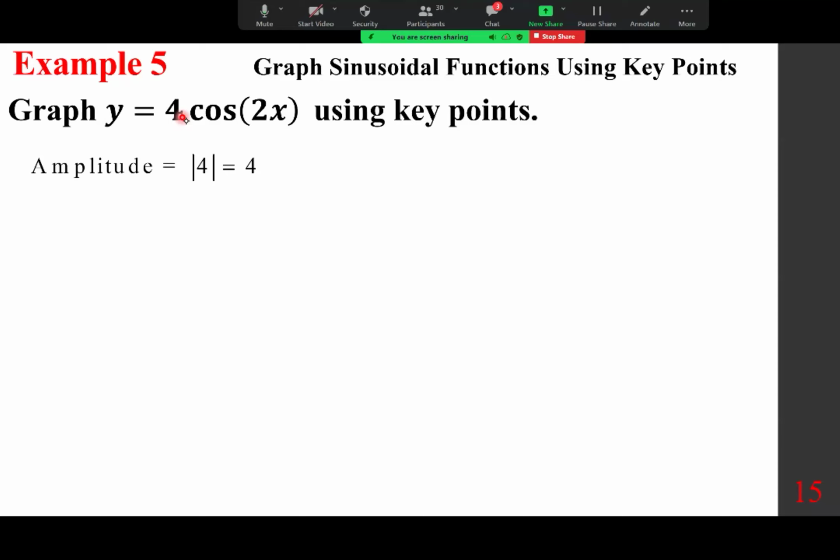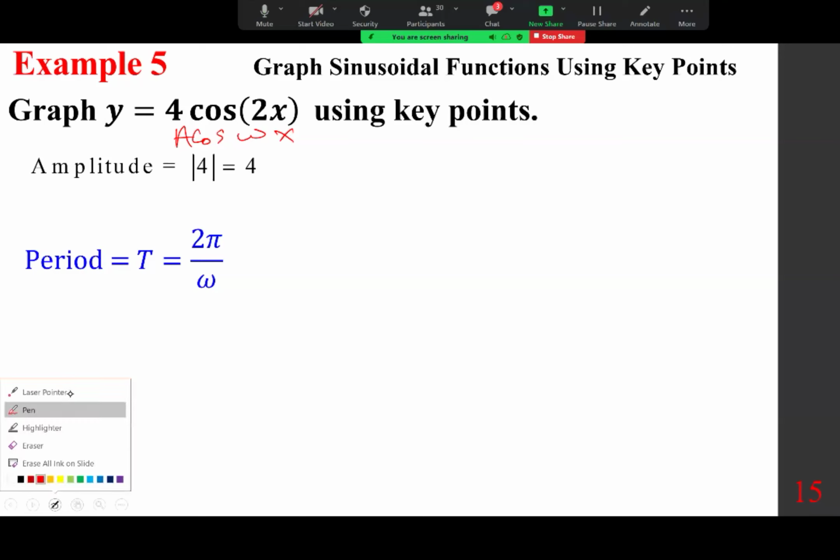Now the period is 2 pi over omega. So let me actually write this underneath. So this is a cosine omega x. So that makes it easy to see what's going on, everybody. Two pi divided by omega, which is 2, gives us pi.